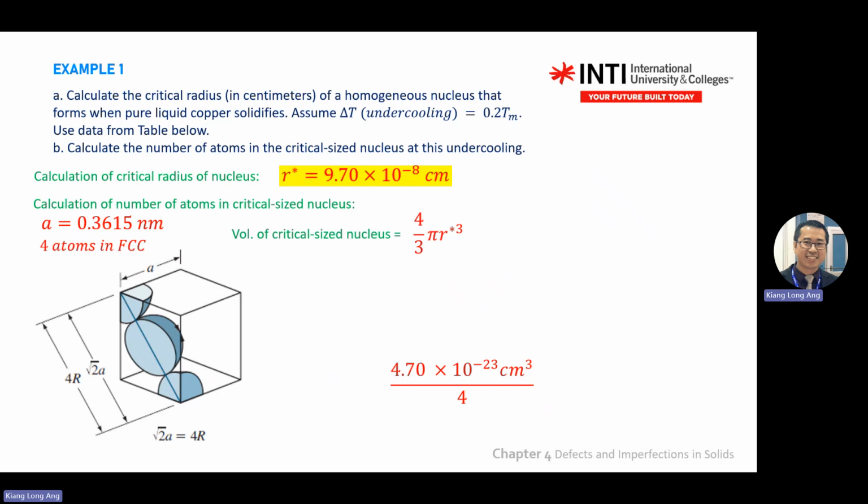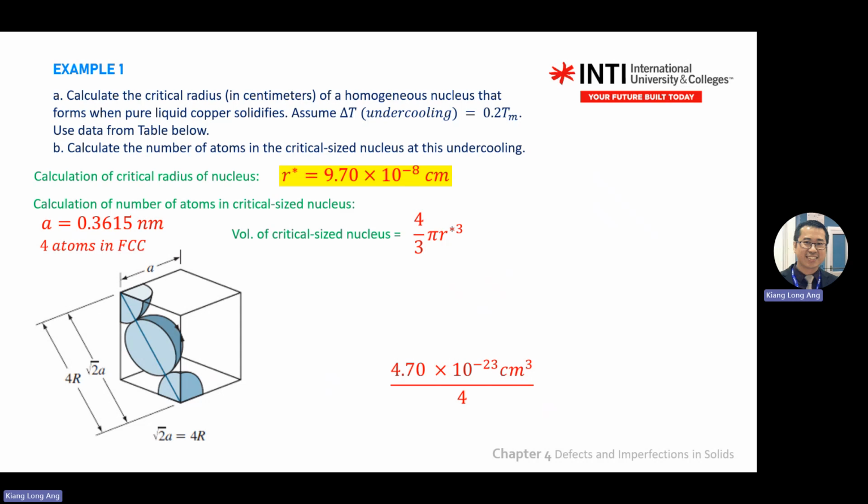Okay. How many atoms can you fit inside FCC? 4, right? So 1, 2, 3, 4. You get 2 atoms, plus the 8 corners, you get another atom. So you get 4 atoms.